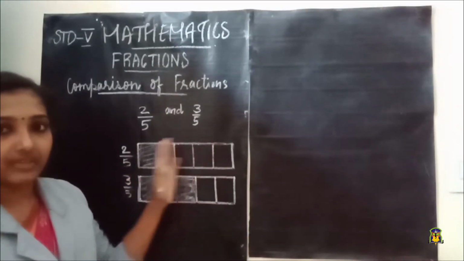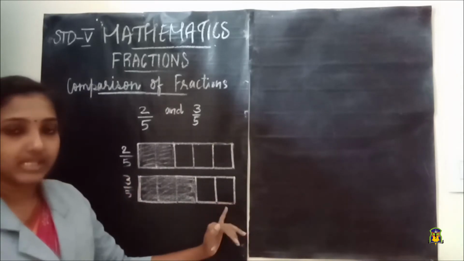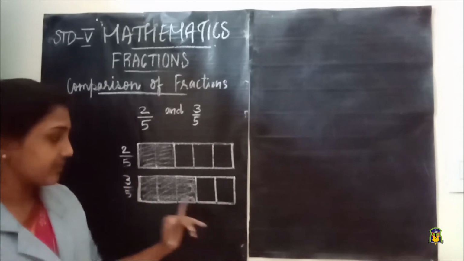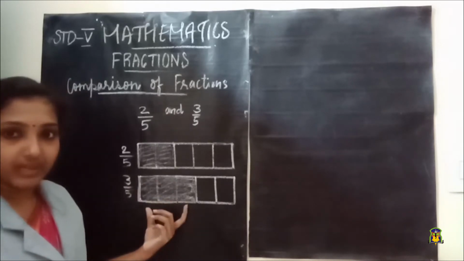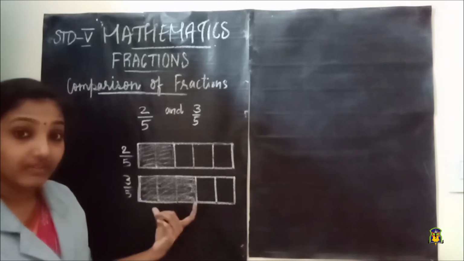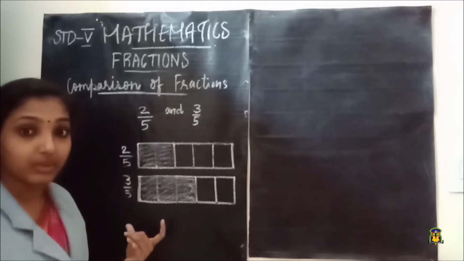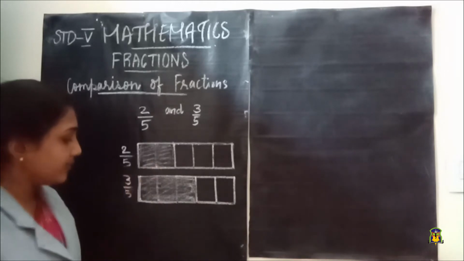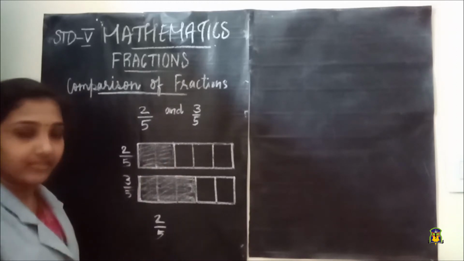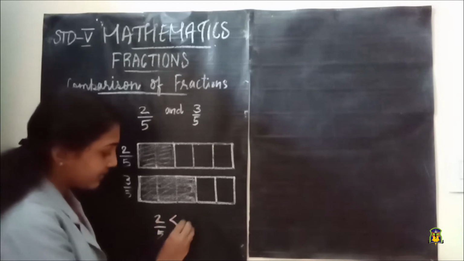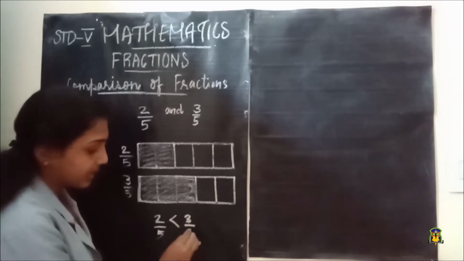Dividing it into 5 and taking 2 parts, and dividing it into the same 5 equal parts and from that taking 3 parts. Which is greater? 3 by 5 is greater. Dividing it into 5 and getting 3 pieces, it will be greater, right? So we can say that 2 by 5 is less than 3 by 5.